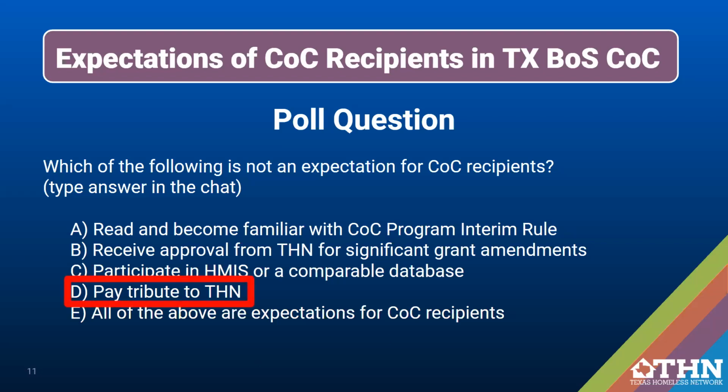All right, yeah, so the correct answer there is pay tribute for THN. Obviously, that's not required, but these other items on here are actual requirements. So that includes reading and being familiar with the CoC program interim rule. It means you need to receive approval from THN for any significant grant amendments. It's also a requirement that you participate in HMIS or a comparable database. But again, it's not a requirement that you pay tribute to THN, although I guess we probably wouldn't turn it away.